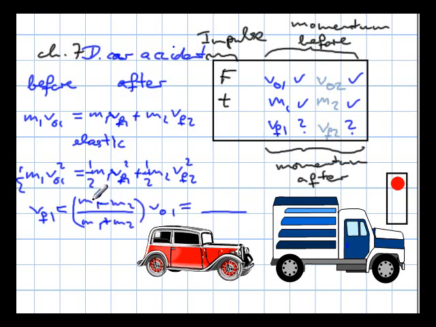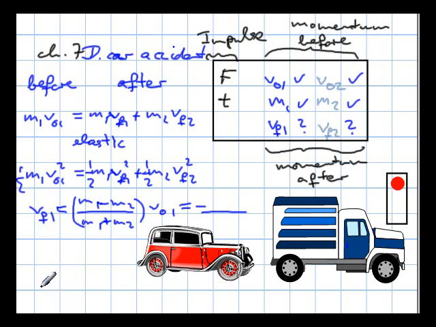So notice, by the way, that the final velocity of the car depends on its initial velocity, and then this subtraction here and this addition. But what I want to point out is that the mass of the van is larger than the mass of the car, and therefore this will become negative, and the velocity will come out negative, and that means that the car bounces back. And that happens when the car that rear ends the other one has less mass.